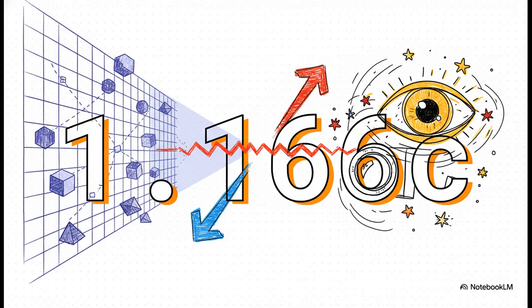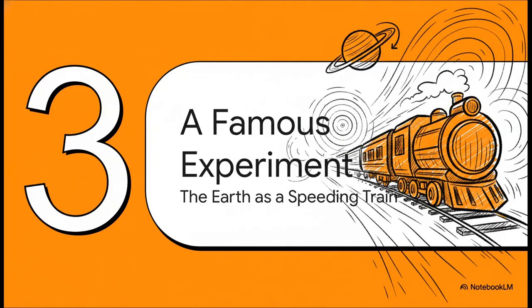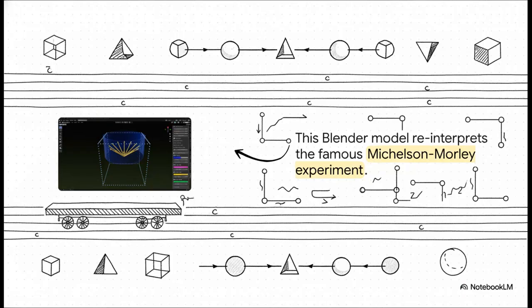Now, I know what you're thinking. That directly contradicts a core principle of special relativity. But in the author's model, it's just a logical consequence of separating that objective design space from the subjective camera eye of a moving observer. So how does any of this apply to the real world? Well, the author takes this model and uses it to revisit a very famous experiment, framing our own planet Earth as a speeding train. This 3D model is really the centerpiece of the whole argument.